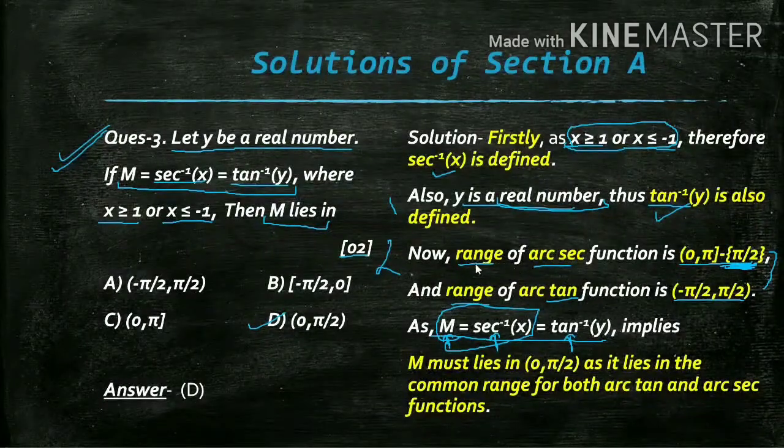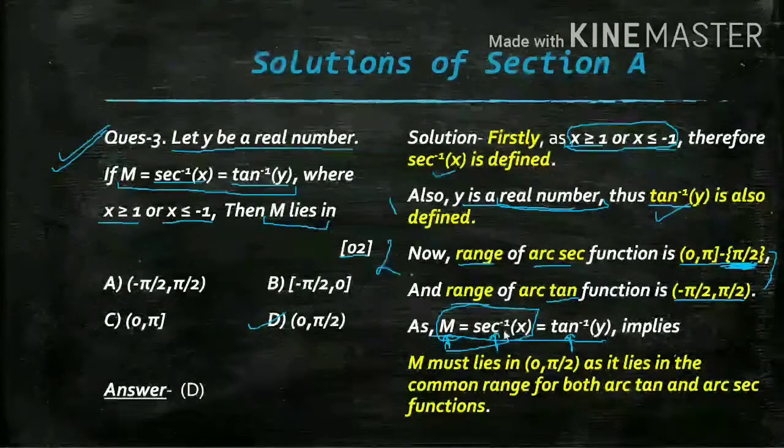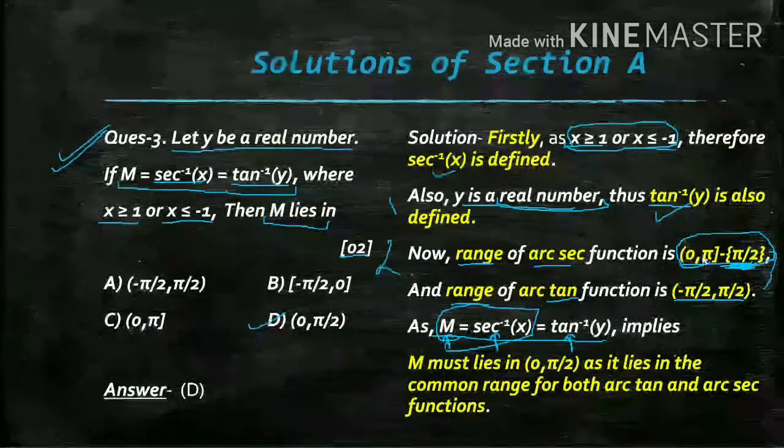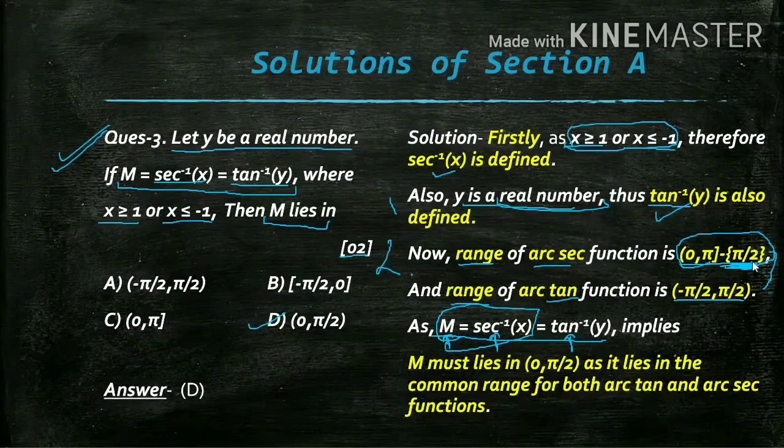Now, by this range means the value arc sec function will take, which is nothing but this sec inverse x. That means what would be the value for this x? The sec inverse x will get this value. That means its range is this. That means it can take the angles from open interval 0 comma closed pi, excluding this pi by 2. Let me draw the graph and tell.